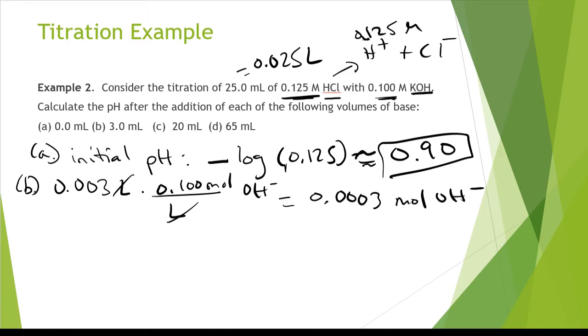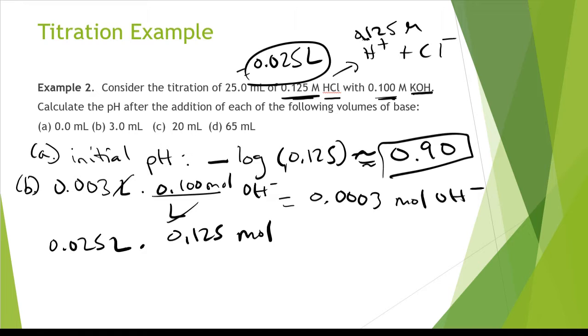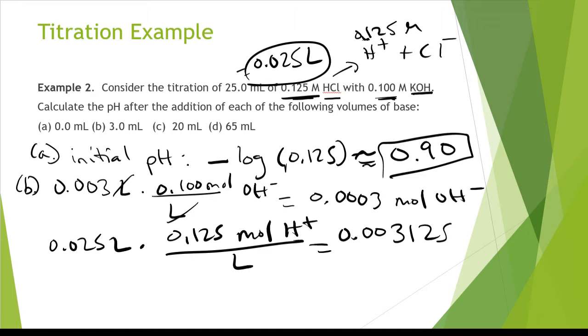And let's find out how much acid we have, right? So we had the 0.025 liters that we have initially, times the 0.125 moles of acid, hydrogen ions, or HCl, per liter. And that gives us 0.003125 moles.